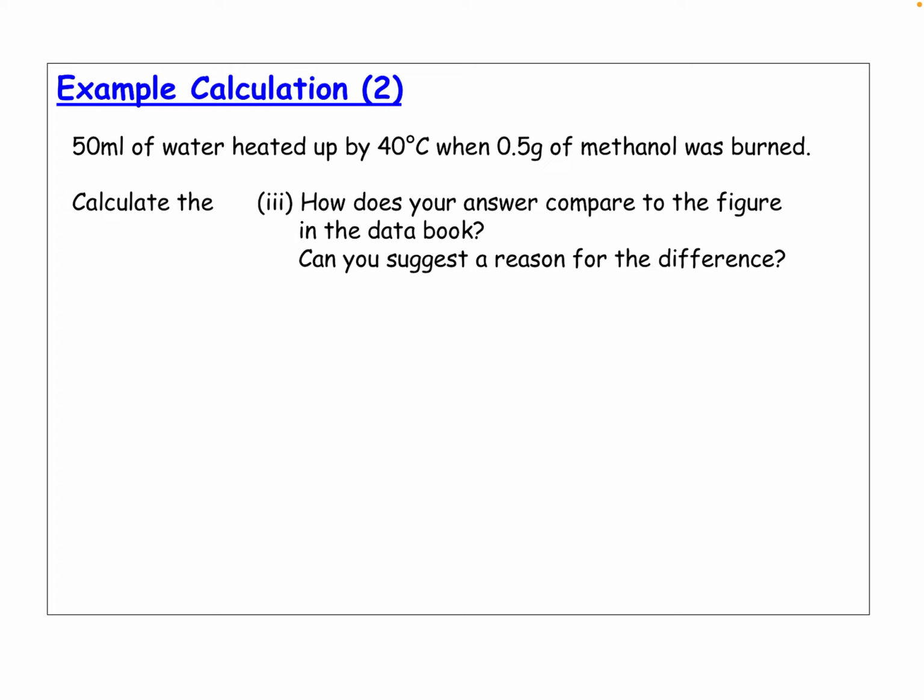Now this has an extra wee stage here, and it says, how does your answer compare to the figure in the data booklet? Okay, well, what you'll find out is if you check the data booklet, you'd find out that the actual enthalpy of combustion of methanol is a lot higher. And the reason that this is different, and our value that we've calculated is lower, is because heat could have been lost to the surroundings. I'm going to zoom in for this so it's neater.